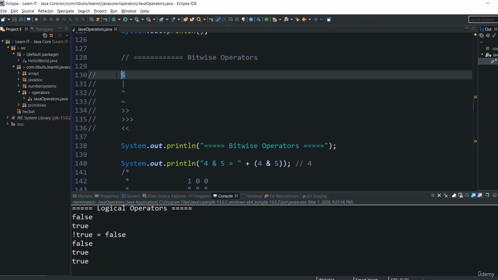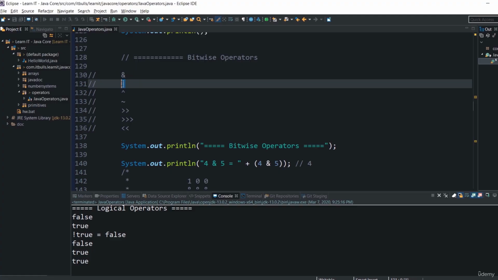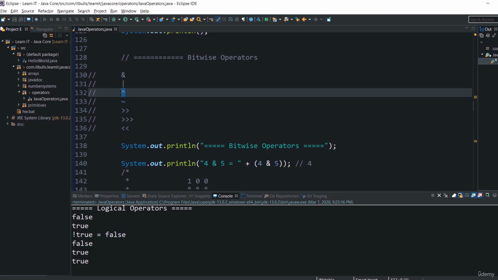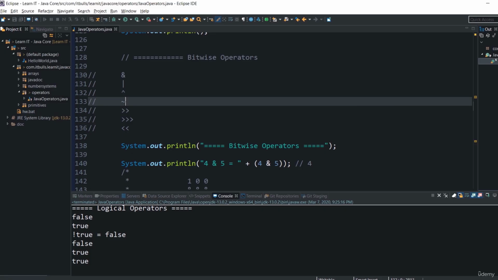Binary AND operator copies a bit to the result if it exists in both operands. Binary OR operator copies a bit if it exists in either operand. Binary XOR operator copies the bit if it's set in one operand but not both. Binary ones complement operator is unary and has the effect of flipping bits.